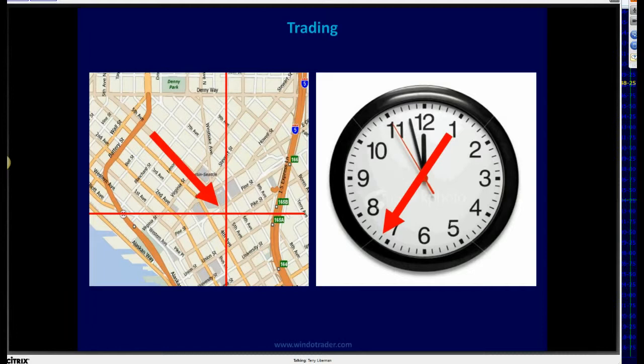And we use that along with different types of chart styles, ranging from bar charts to the Renkos to candlesticks to point and figure. And we use these tools to understand and interpret the market's auction process. And that provides us with an edge in determining higher probability trade locations and times for entering the market, managing and adjusting positions, and exiting existing positions.